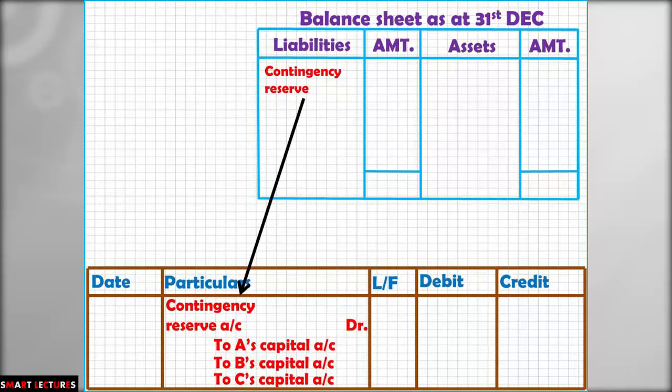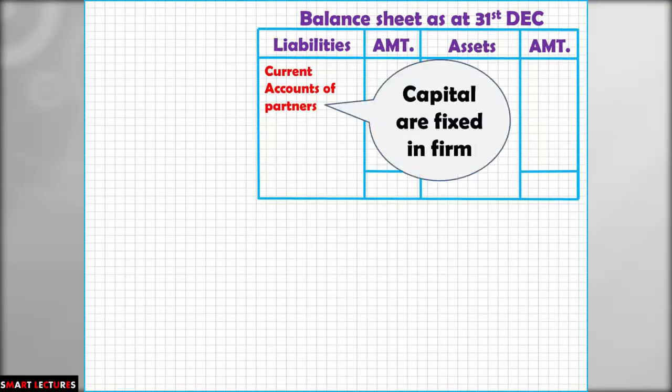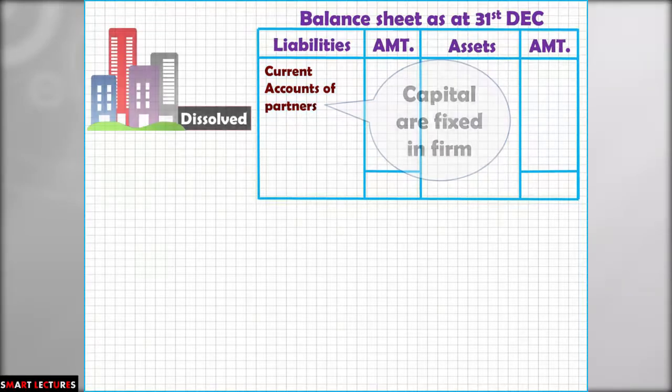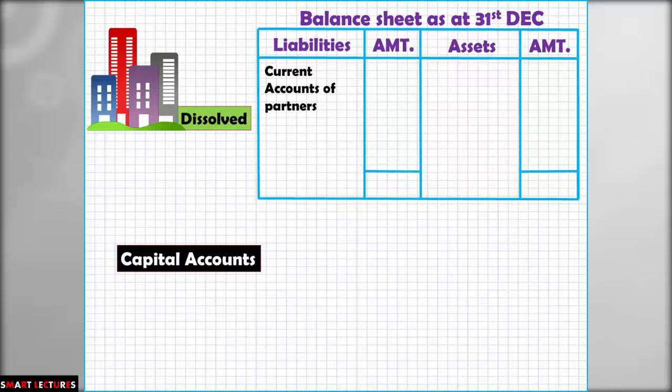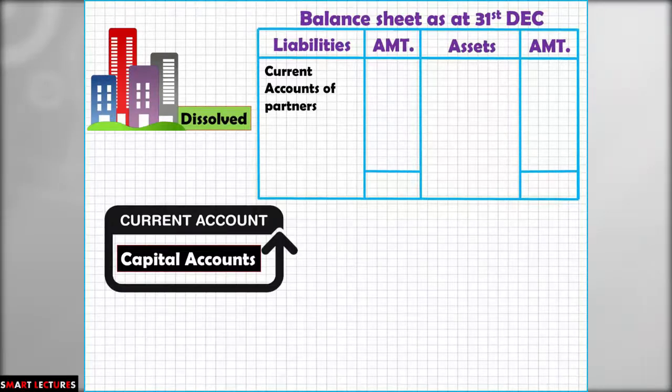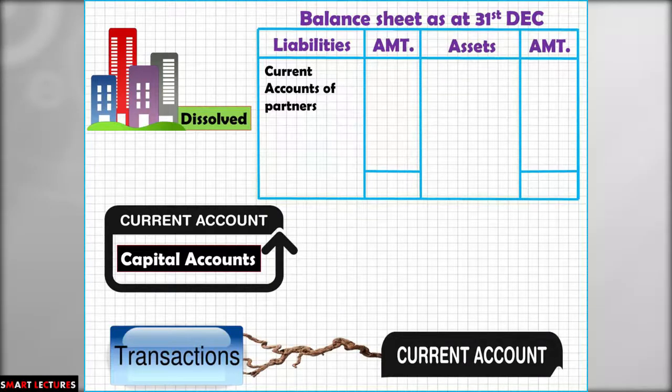Be careful, if you find current accounts of the partners in the balance sheet, it's clearly indicating that capitals are fixed in the firm. Though the firm is getting dissolved, at present there is no difference between current account and capital account. It all depends upon your teacher how he is going to treat it. But generally the best way is the capitals account should be transferred to current accounts and all the transactions should be routed through current accounts. But even if you start routing all the transactions through capital account, it's okay.